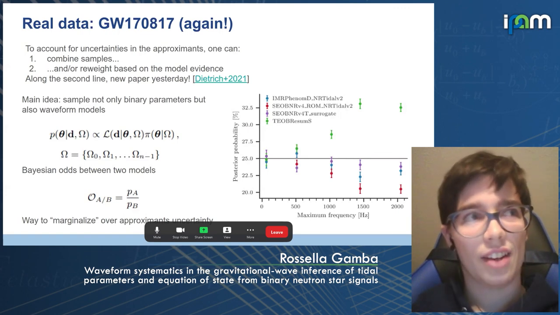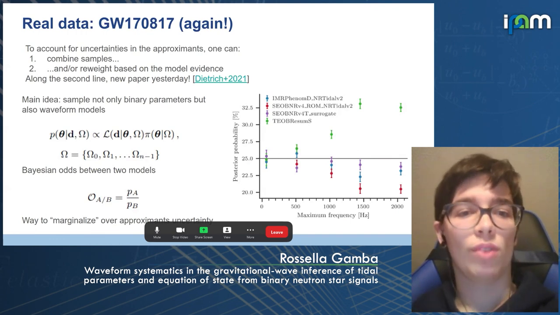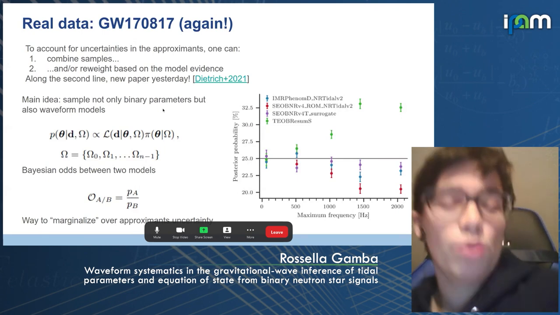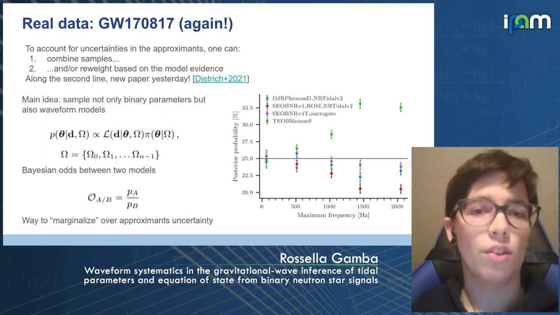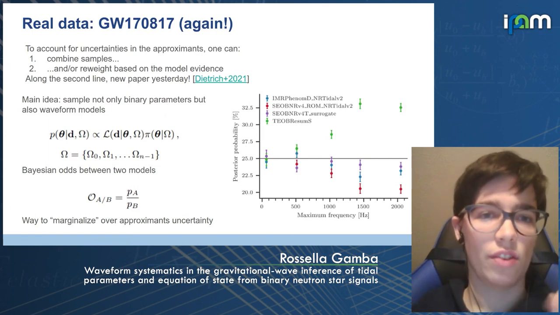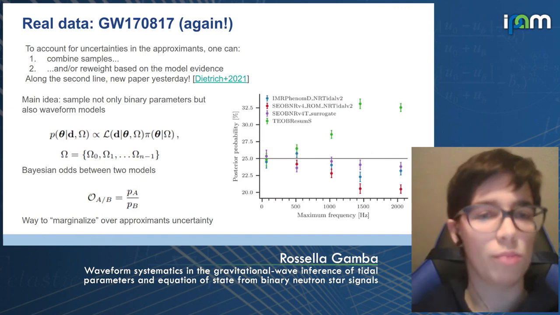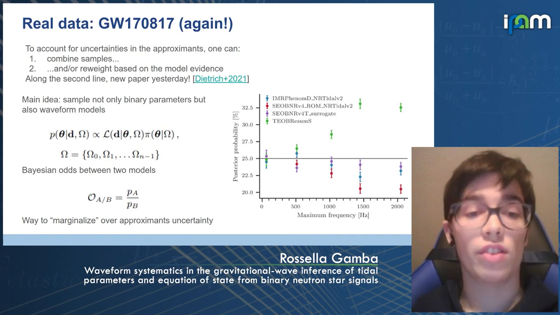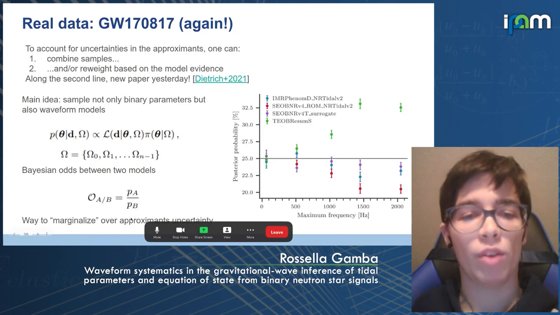And along the second line, a new interesting paper came out just yesterday. The main idea here is to sample not only the binary parameters, but also the waveform models themselves. So you will have three, four, as many waveform models as you wish, and you will let your sampler decide not only the intrinsic and extrinsic parameters of the approximant, but also you will have an index which runs over the approximant, and you will sample over that too. And then you can compute the Bayesian odds between two different waveform approximants by taking the number of posterior samples that you have for your waveform model A over the number of posterior samples that you have for your waveform model B.